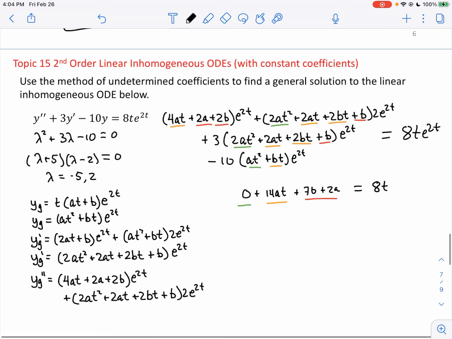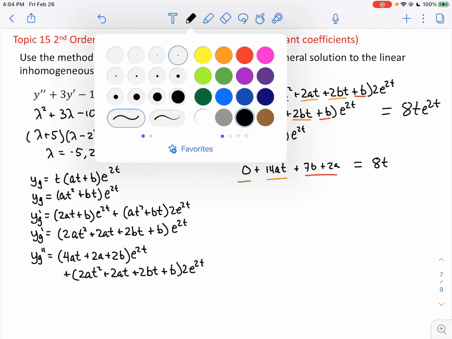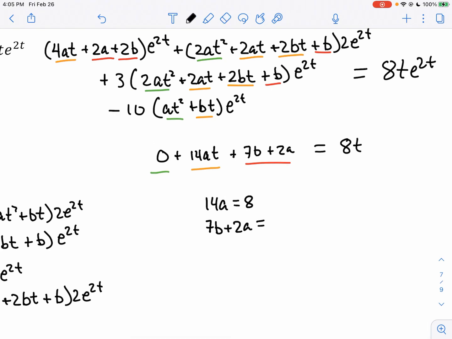Okay, I'm obviously doing a lot of work in my head here because I have limited space on this particular slide, but I highly recommend you show all your steps, even though it means a lot of writing, just to make sure you don't miss anything. And I'm crossing my fingers that I did not miss anything here. Okay, now we've got to equate coefficients. So the coefficient in front of the t has to match the one in front of the t. So the 14a has to be 8. And then the constant, 7b plus 2a, has to be equal to the constant over here, which there's an implied 0. There's no constant. So we have to get a 0 out of that.